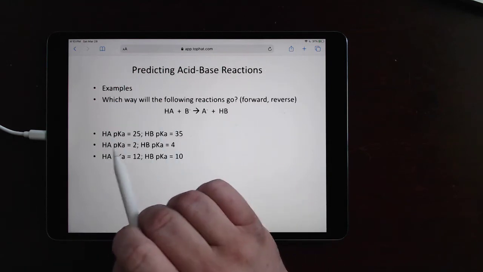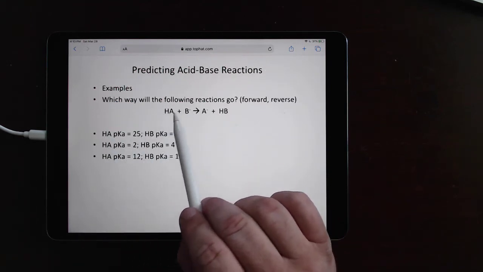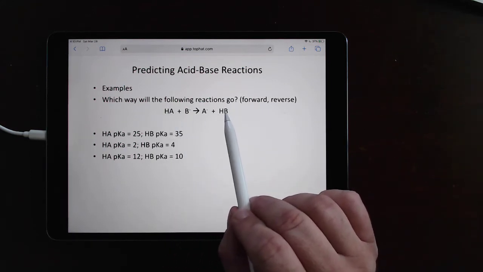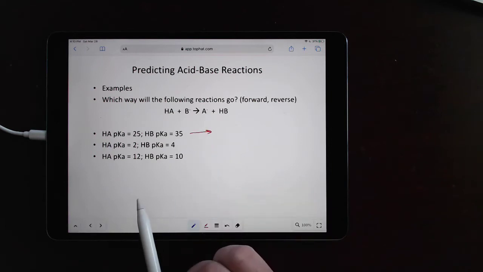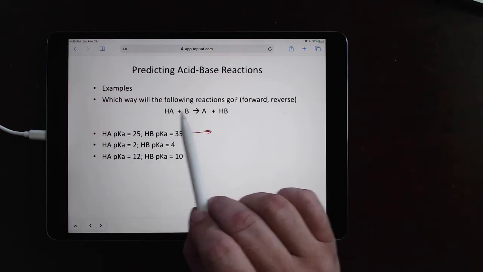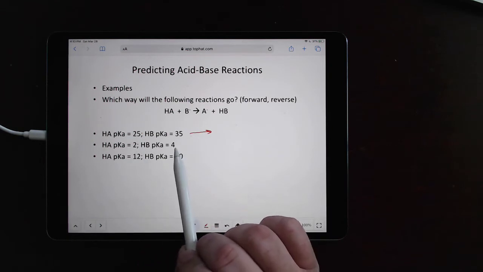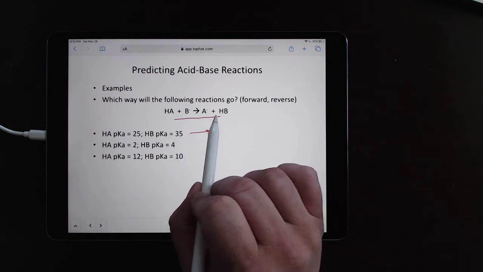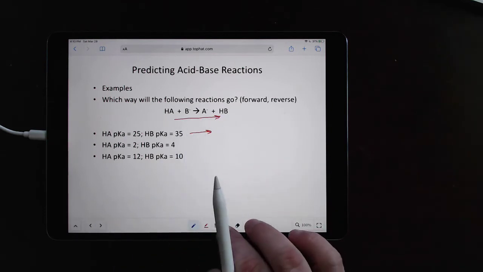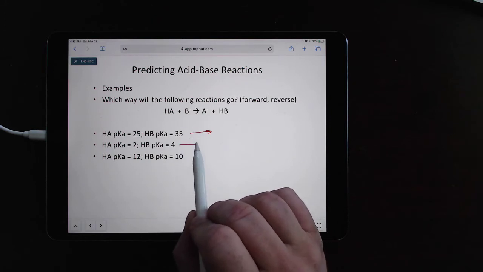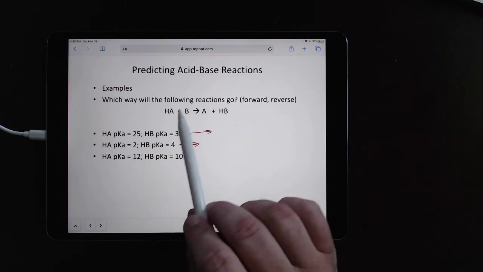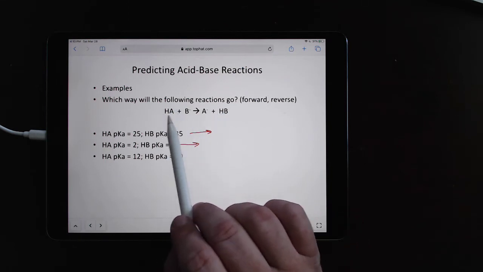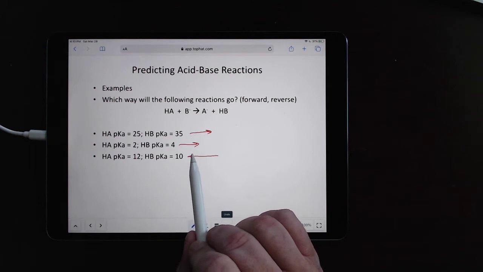So for this general case, if this was a pKa of 25 and this one was 35, the reaction is going to want to go that way. If this is 2 and this is 4, again, it's going to go up. The order of magnitude doesn't matter, it just needs to go up. Here, we're going from 12 to 1, so it really wants to be on this side, which means the reaction is going to go that way.